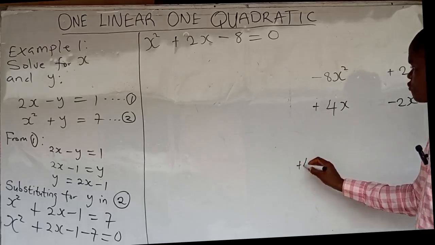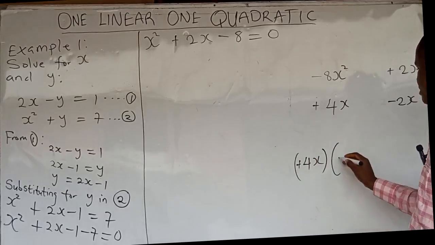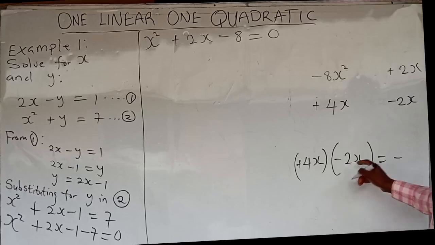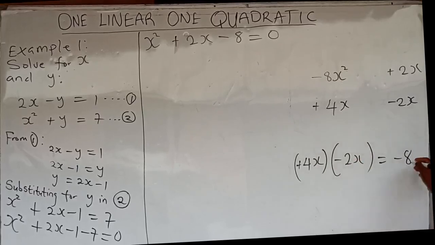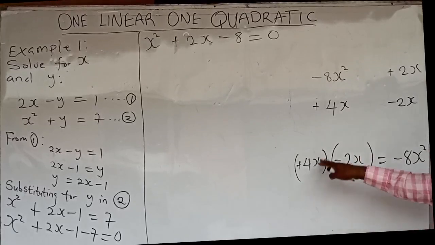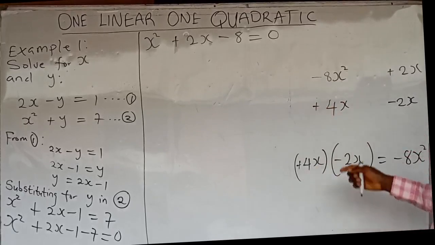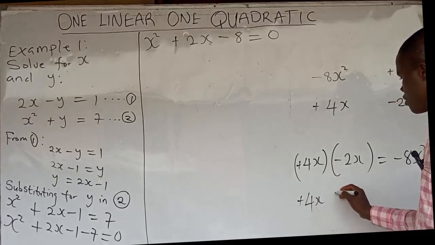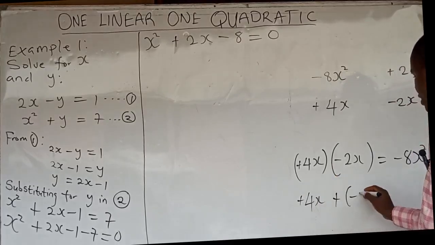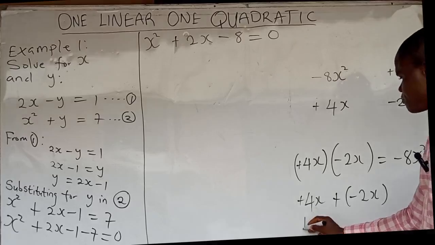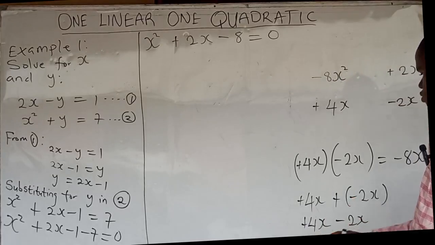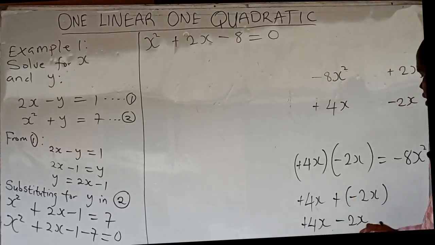So of course, plus 4x times minus 2x. Plus times minus will give us minus. 4 times 2 will give us 8. x times x will give us x squared. So when you multiply these two numbers, you get minus 8x squared. Now let's add these two numbers and see what we are going to get. Plus 4x plus bracket minus 2x. Plus times minus is minus 2x. So this is like saying 4x minus 2x, which will give us plus 2x.